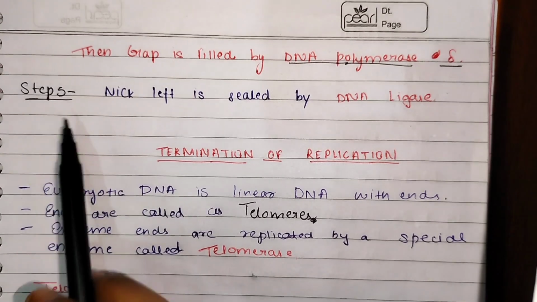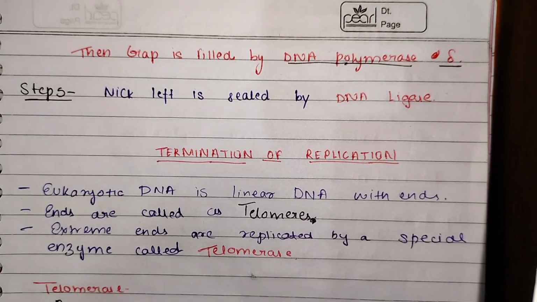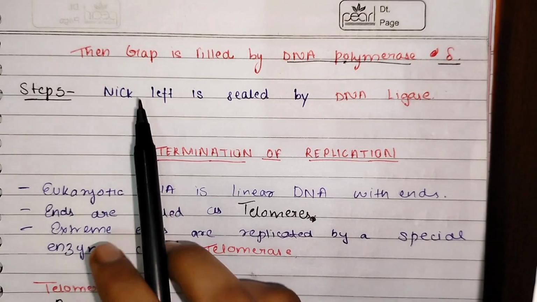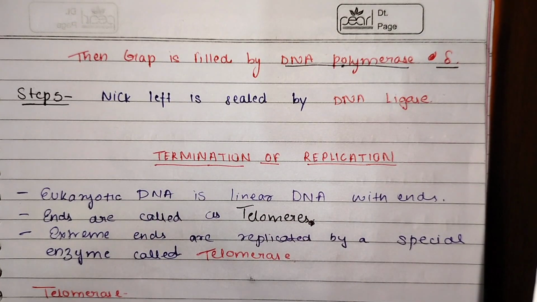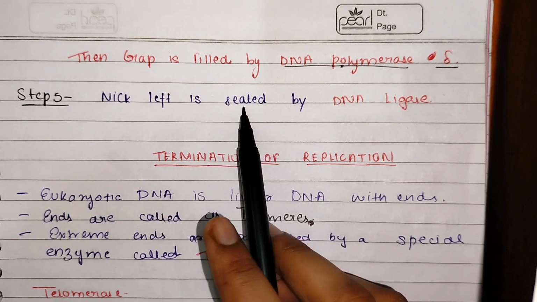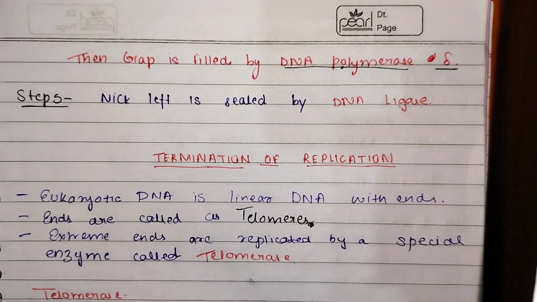Now the last step of the elongation process: the nick that is left between the different Okazaki fragments is sealed by the DNA ligase enzyme. So this is the last of the elongation steps.